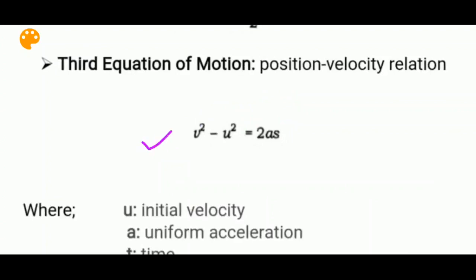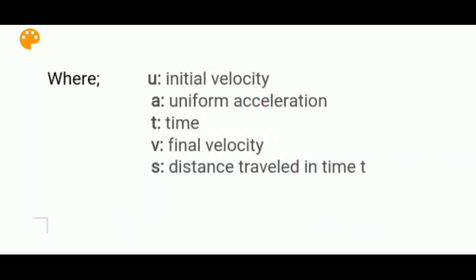This equation is also called position-velocity relation since it gives a relationship between velocity and the position of the object, which is denoted by s. In all these three equations, u is the initial velocity, a is the uniform acceleration, t is the time taken, v is final velocity, and s is the distance travelled by the object in time t.